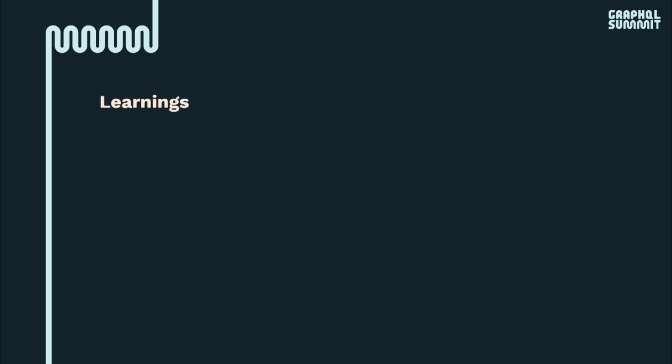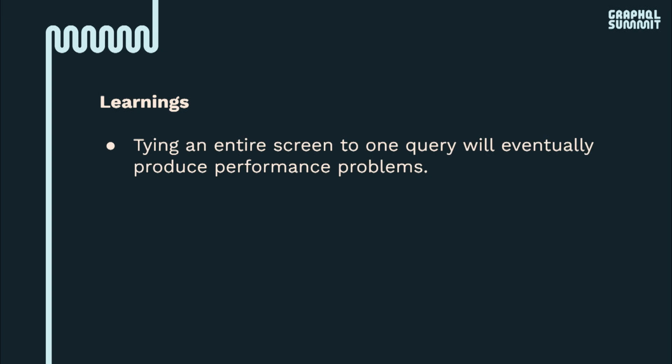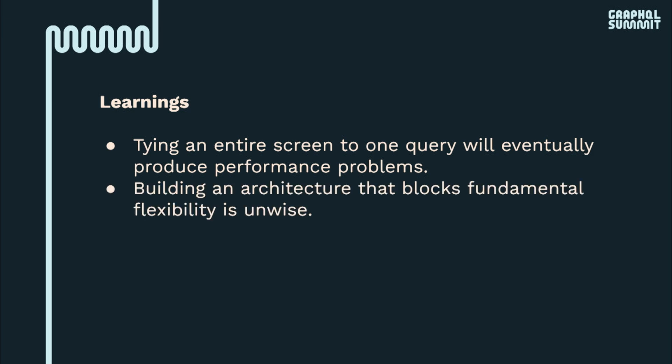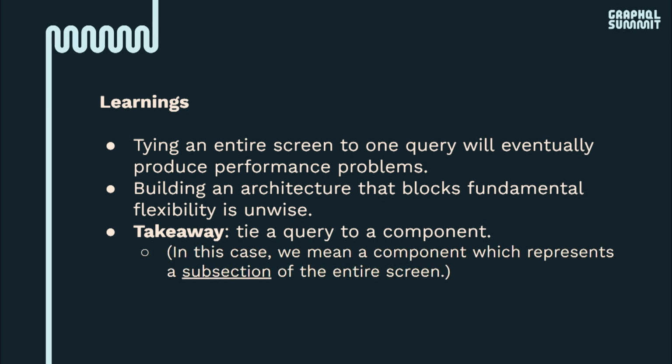So the learnings we got from this approach was that tying an entire screen to one query will eventually produce performance problems, even though there's a great goal we were trying to achieve. It was a good try. And building an architecture that blocks fundamental flexibility is unwise. We were basically telling product and design, don't add more stuff here. So the takeaway is to tie a query to a component. And of course, a component here meaning a subsection of the screen, because you could define a component as the whole screen. So I want to make that very clear.